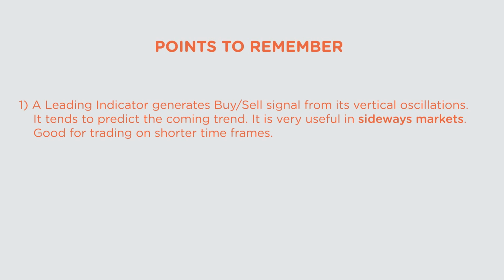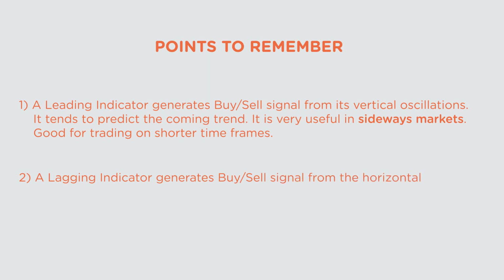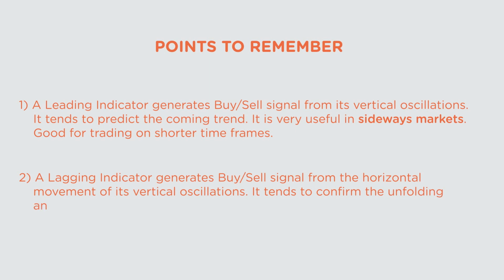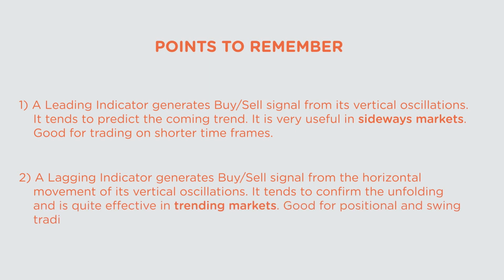And number 2, the lagging indicator. It generates buy and sell signals from the horizontal movement of its vertical oscillations, and it tends to confirm the unfolding trend before giving the signal, so it's slightly late. This makes it quite efficient in trending markets. It is great for positional and swing trading on higher timeframes.